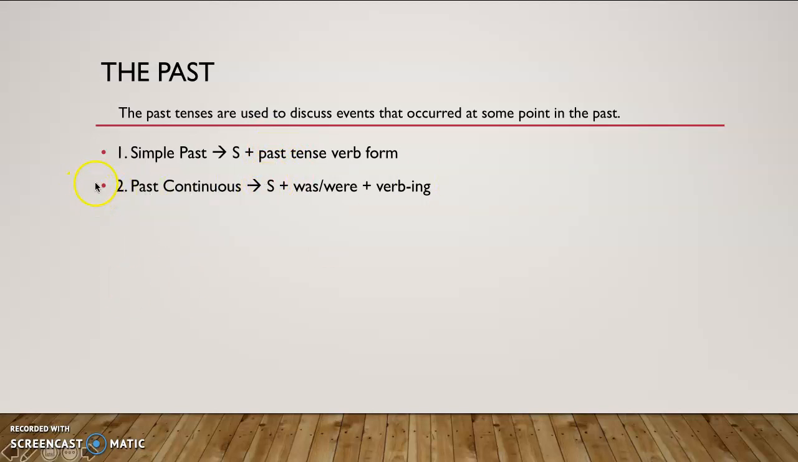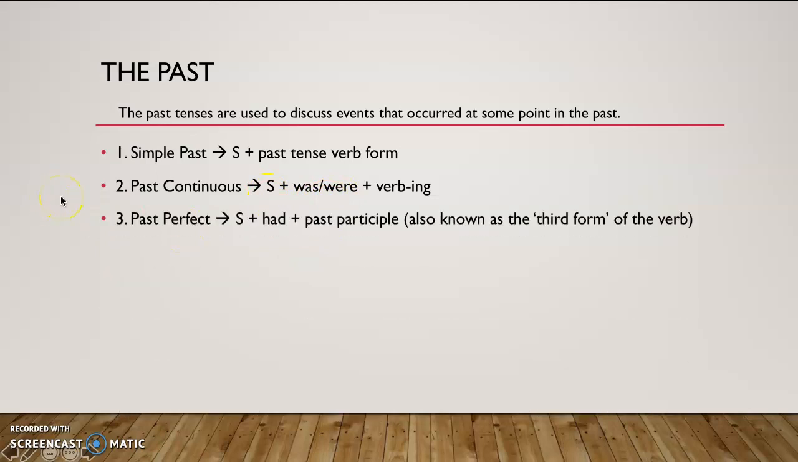Then there's the past continuous. Sometimes people might call it the past progressive, which is subject plus was or were, and then verb plus ing. The past perfect, which is not as common, is the subject plus had, and then the past participle, which is also known as the third form of the verb. For example, in the verb go, the past tense is went, and the past participle is gone, G-O-N-E. And then there's the past perfect continuous, aka the past perfect progressive, which we use with action verbs, and it typically is subject plus had plus the past participle of be, which is been, and then the verb plus ing.